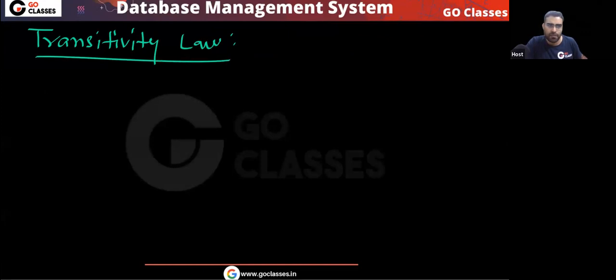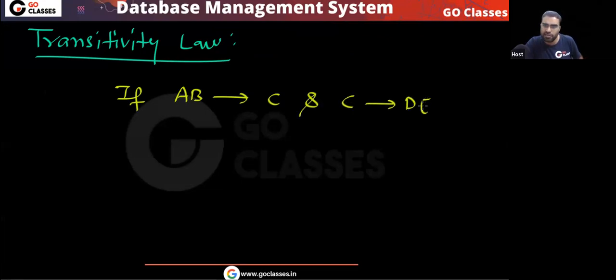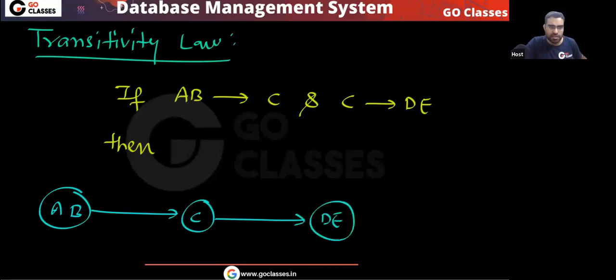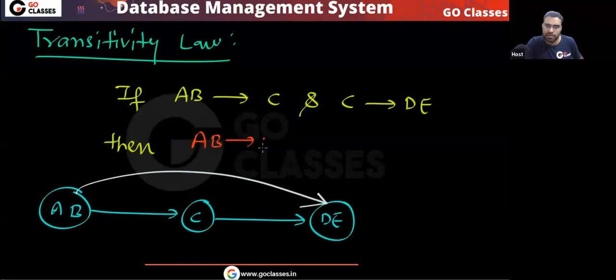For example, if AB determines C, and let's assume C determines DE, then what will happen? This AB can determine C, and this C can determine DE. Then transitivity says that AB determines DE. This is the rule of transitivity.